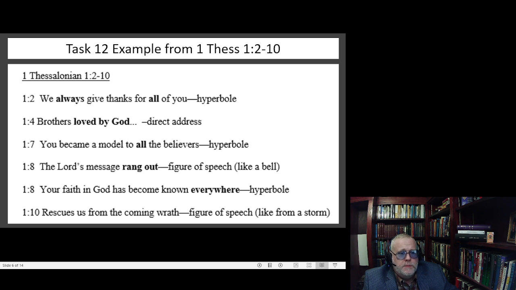I would spend more of your effort on task 11 than on task 12, but there can be some nuggets that can be gleaned from task 12, so be sure that you spend some time thinking through the logical, or the rhetorical, I should say, rhetorical force of different pieces in your passage.